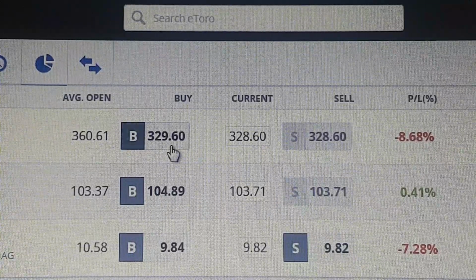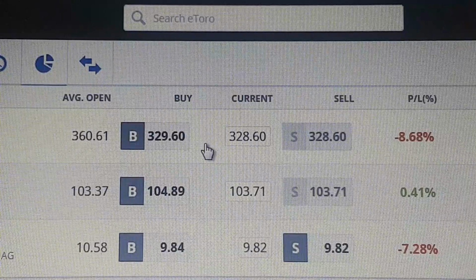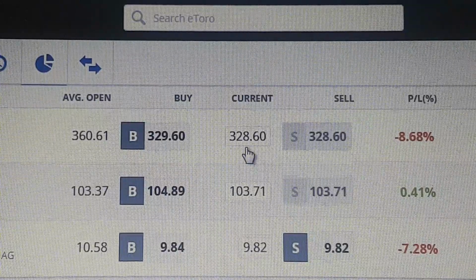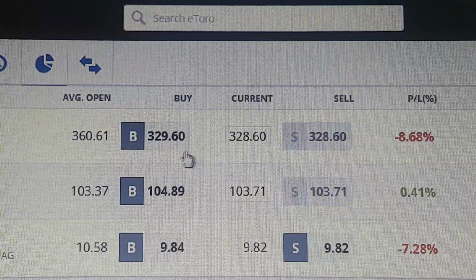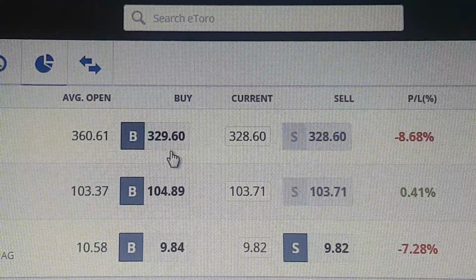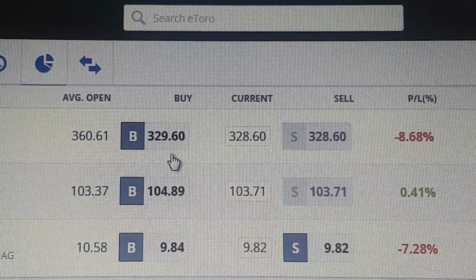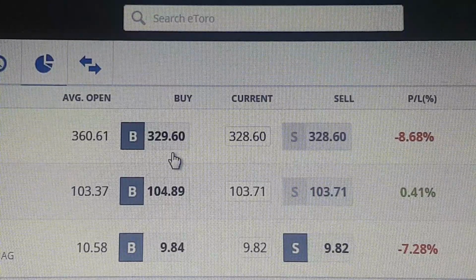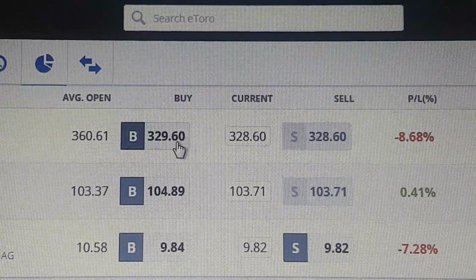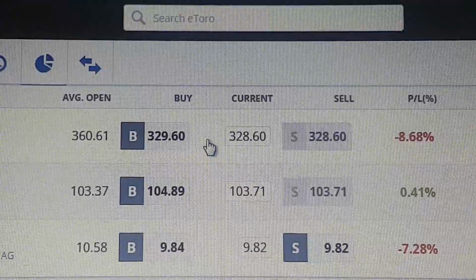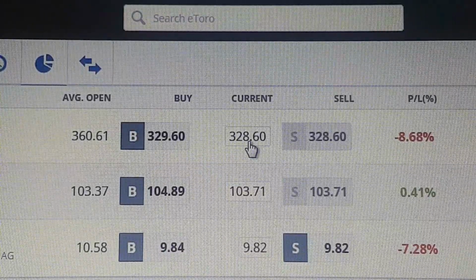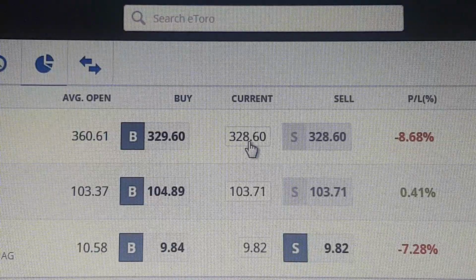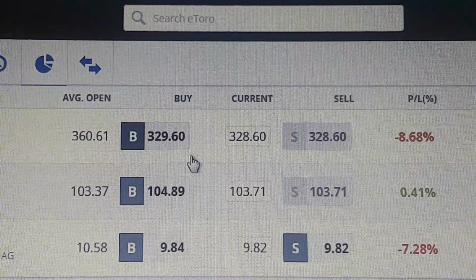So as you can see, the numbers on the buy are higher, and that's the markup, so that's the spread. So if we wanted this stock that's listed at 328.60, we need to actually pay 329.60, so a $1 markup, so a $1 spread on that. And you'll see these will change. It's not a fixed dollar amount. You'll see that the buy price changes without the current price changing, and vice versa. The current price can change without the buy price changing.